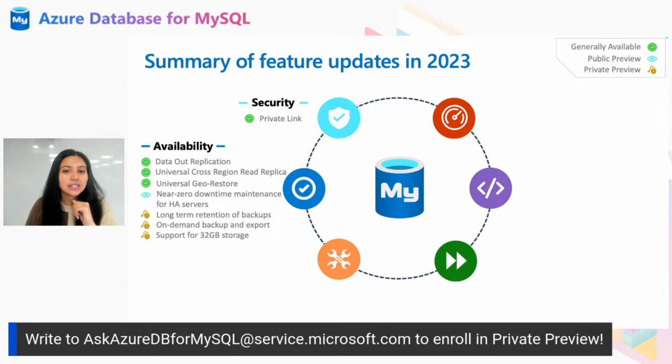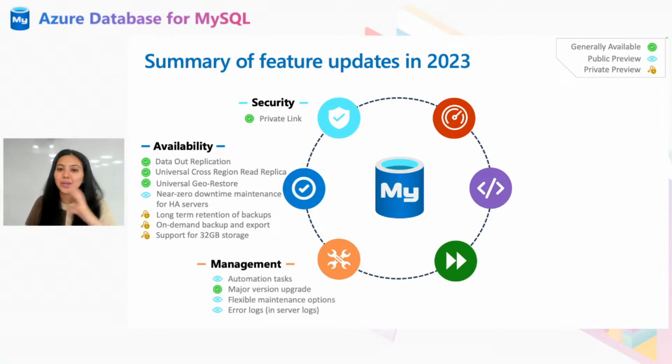Now, we also released a couple of features to ease the complexity of managing your servers. First one was automation tasks, with which you can manage your MySQL resources more efficiently. You can create tasks for things like starting or stopping your server, or scaling up and down your server. And these can be run based on predefined schedules, right? Then we released major version upgrade in GA, which enables a seamless one-click experience to move from your flexible server version 5.7 to 8.0.